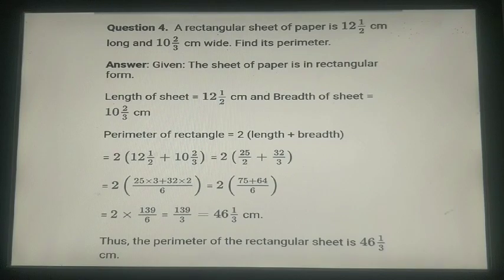Here is your question number 4. The question number 4 is, a rectangular sheet of paper is 12 1/2 centimeters long and 10 2/3 centimeters wide. Find its perimeter.